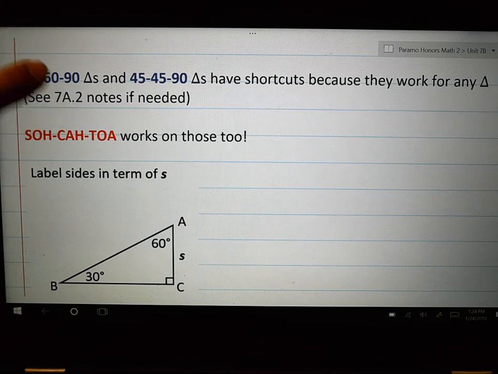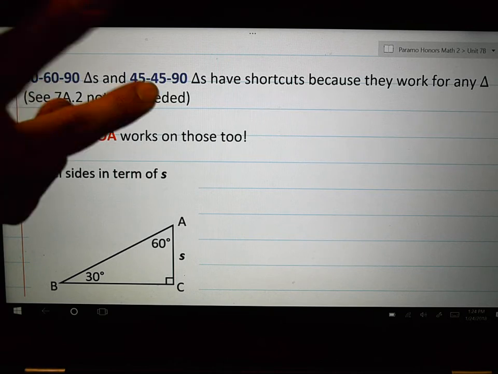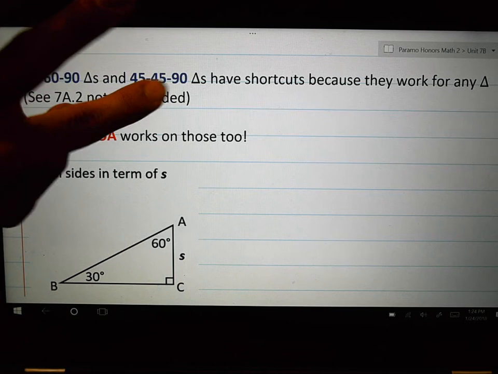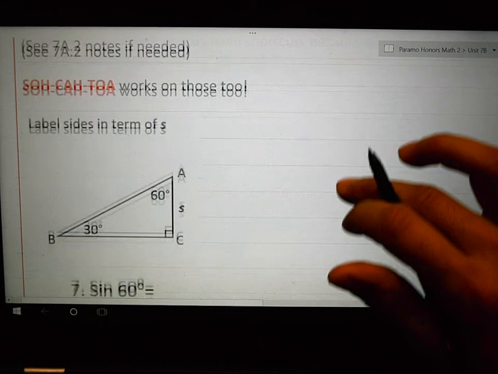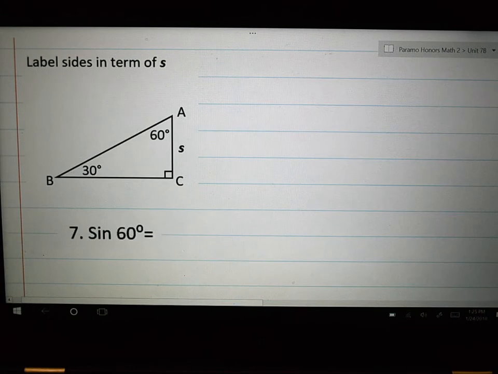So we're going to take this 30, 60, 90 degree shortcut and the 45, 45, 90 degree shortcut, and we're going to be dealing with trig and SOHCAHTOA on those 2 things. Let me show you how it works. Here we go. This is on your worksheet. If you want to do this problem on your worksheet, feel free to switch over to your packet.